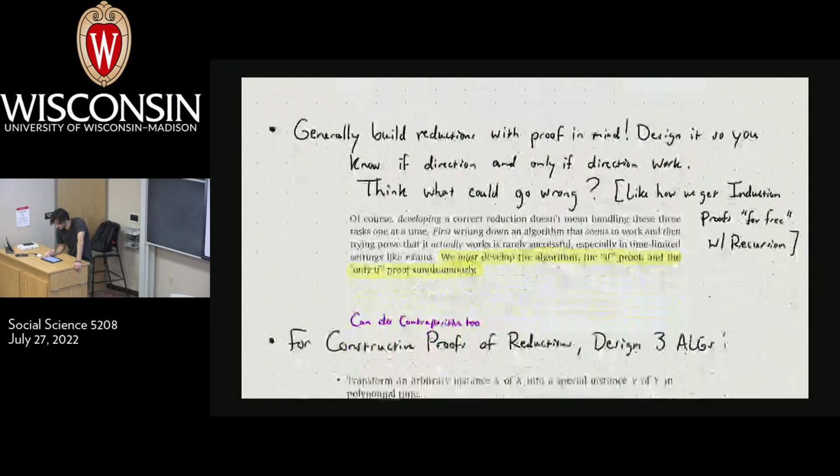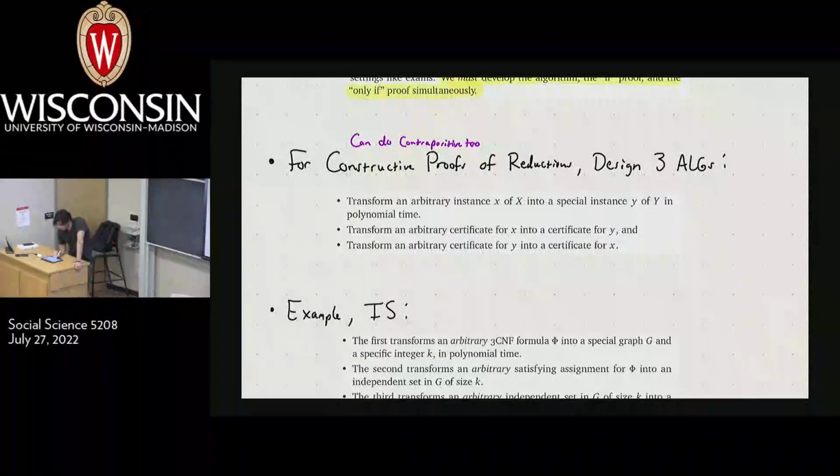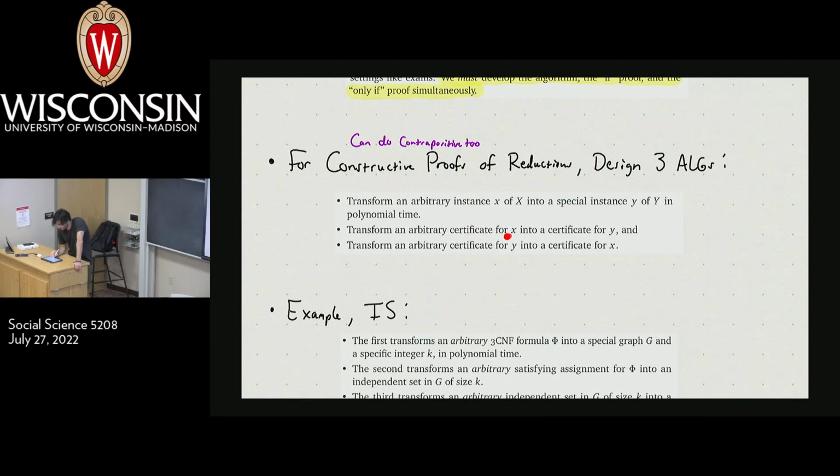And usually to do that, we do it constructively. So we actually transform the proof, or the certificate, which for satisfiability is a specific assignment, we transform the assignment into an independent set, and we transform the independent set into an assignment. So really, you constructed three algorithms. One for the reduction, one for the if part of the proof, and one for the only if part.